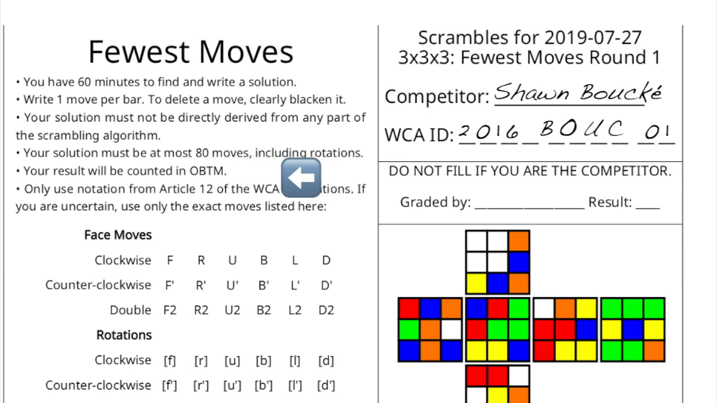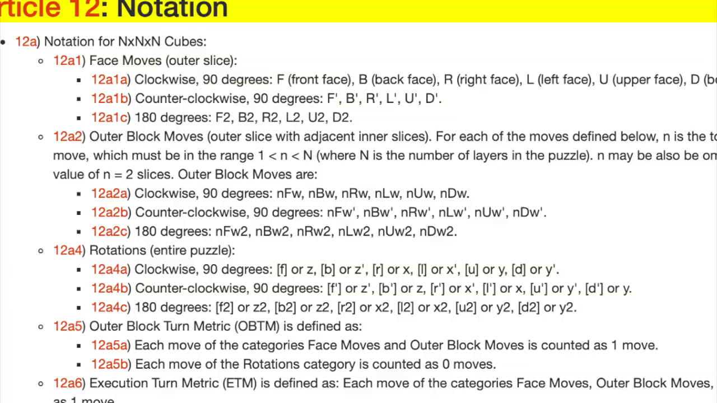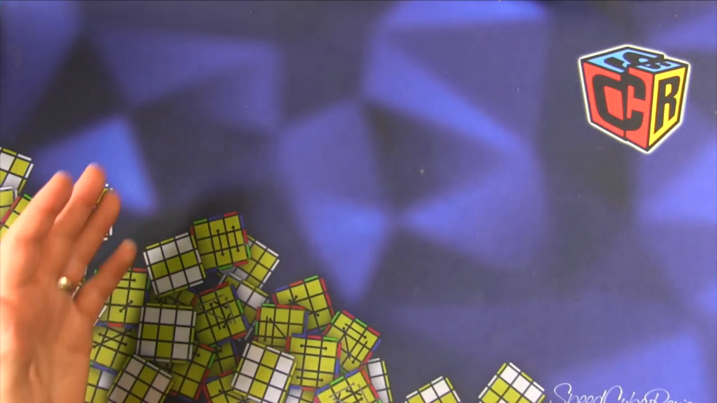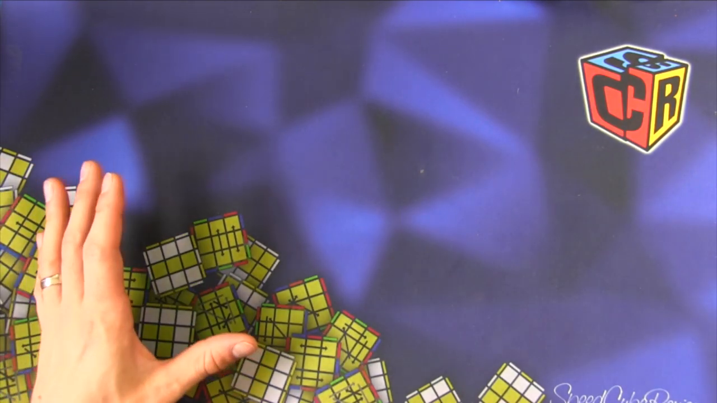It says to only use notation from Article 12 of the WCA regulations. If you're uncertain, use only the exact moves listed here. So it has clockwise, counterclockwise, double moves, and rotations. Article 12 says at the moment that rotations can also be y, x, and z. There are also wide moves allowed, so doing Fw, Rw, Uw. Don't use lowercase, use the w. I wish they put that on the paper because it looks like it is not allowed, but it definitely is at the moment.